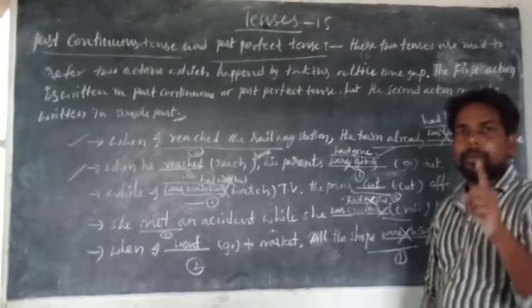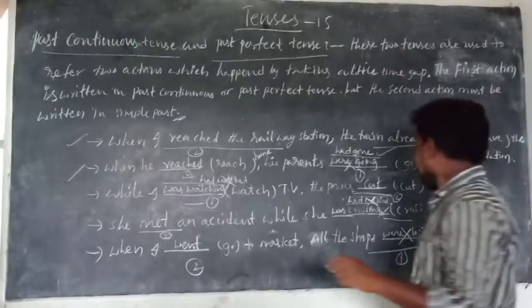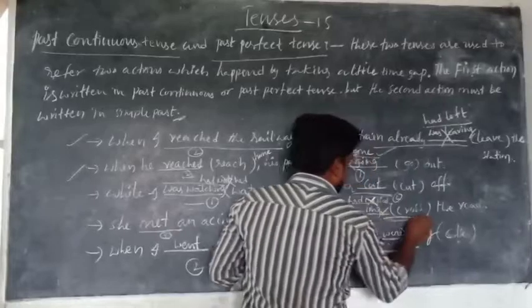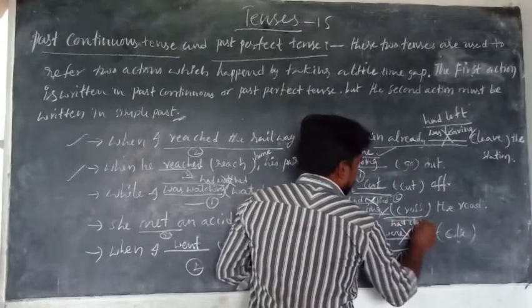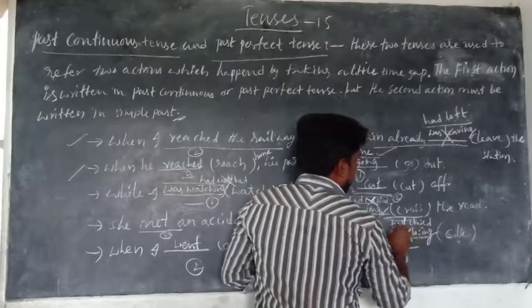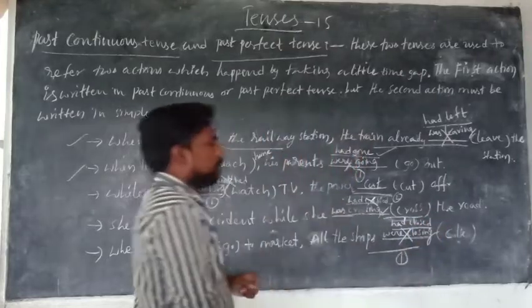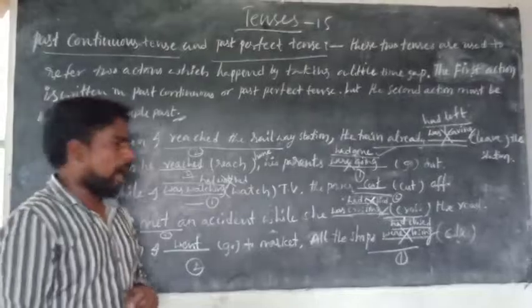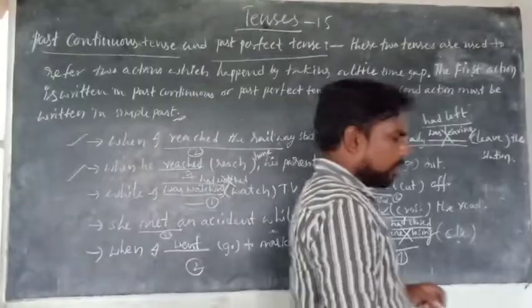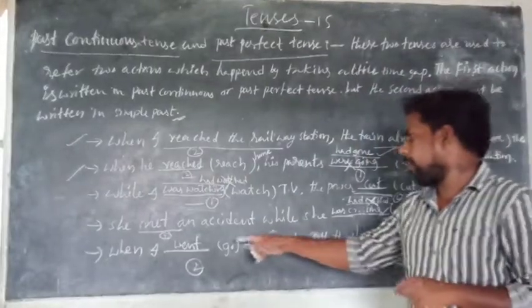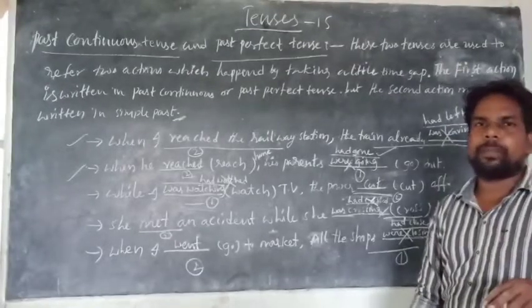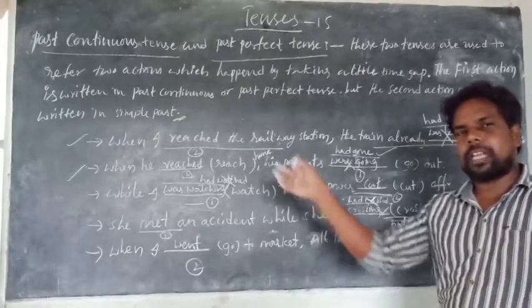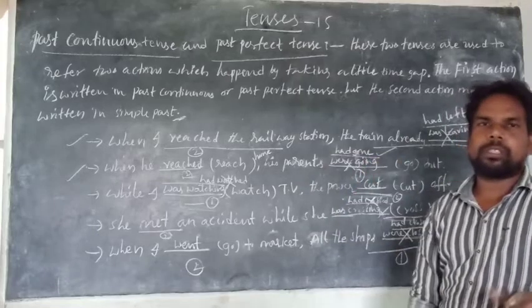Is it clear? What is the problem? Which tense creates the problem? Past perfect tense creates the problem. So what is that? Had closed or had been closed. When I went to market, all shops had closed or had been closed. What will happen? You reach the market, but all shops are closed.